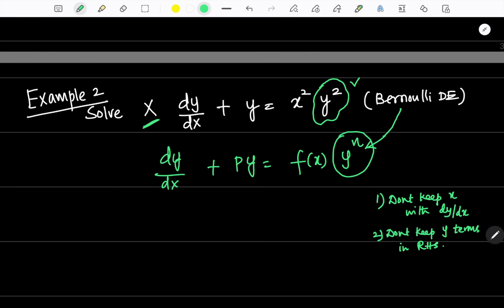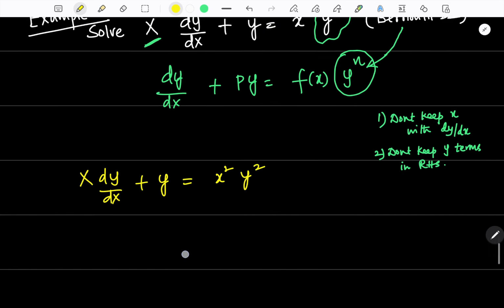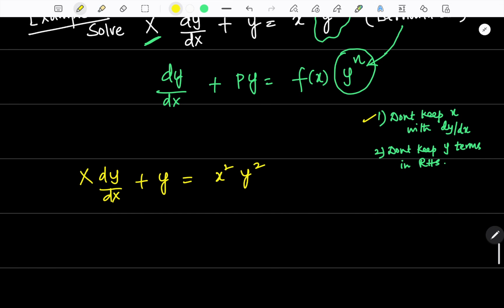Okay, these are the 2 points you need to keep in your mind. Let's start with the equation. The equation is x dy by dx plus y is equal to x square y square. So the first step is what? Don't keep x with dy by dx. So divide by x.